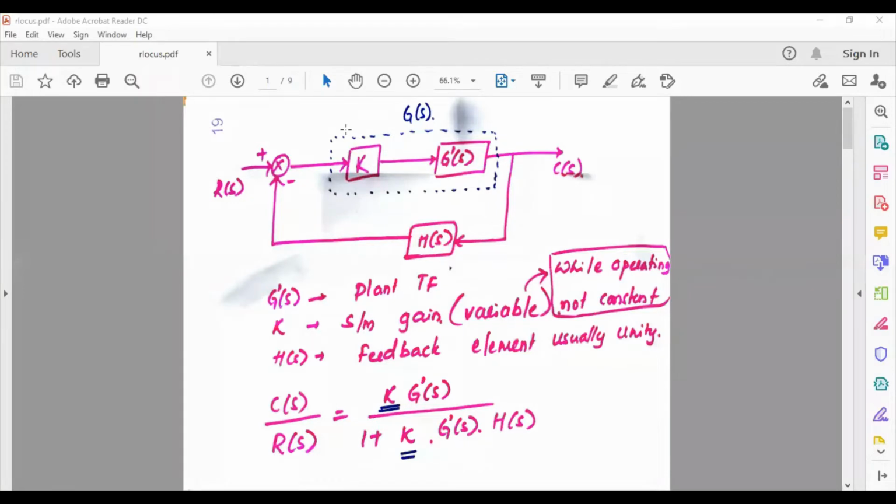And here in the forward part of the block diagram, I have called one additional terminology called K and G dash. Just for the sake of understanding, I have defined them separately, but together it is called G of S, which we already know. So G dash is nothing but the plant transfer function.